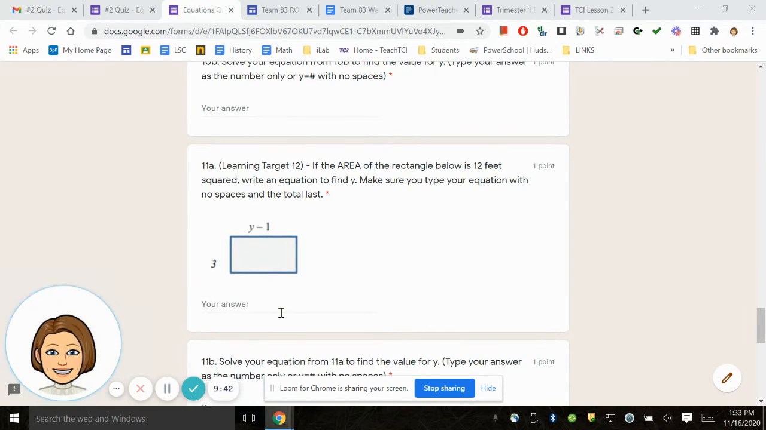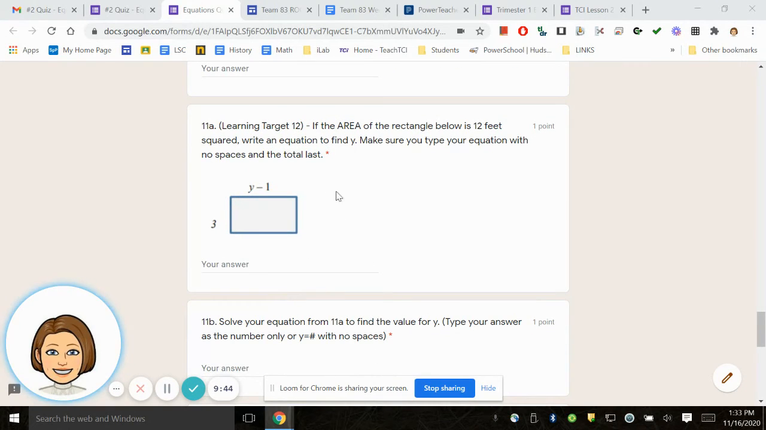Number 11a, now you're finding area. If I think of area, I know area is length times width. Here we're giving you area and we're telling you it's 12 feet squared. So your total is 12. Okay, so now we're trying to find y.